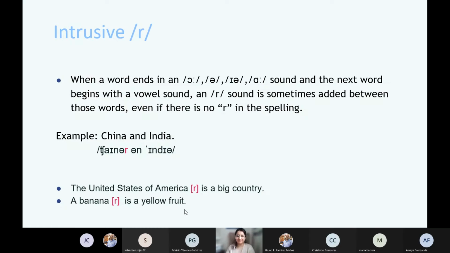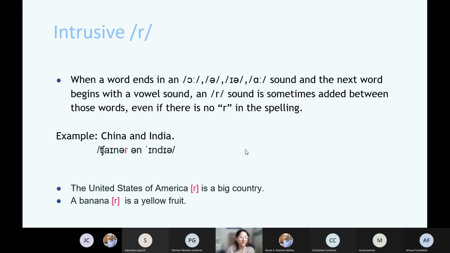So now we are going to move on to the linking. After the linking, we're going to move on to the intrusive R. Because I remember last class, it was a little bit hard for you to understand the intrusive R. Now I have provided you with another explanation of it, which is more detailed, and it's going to help you to understand when to add the intrusive R.